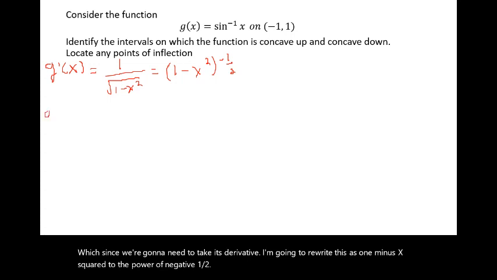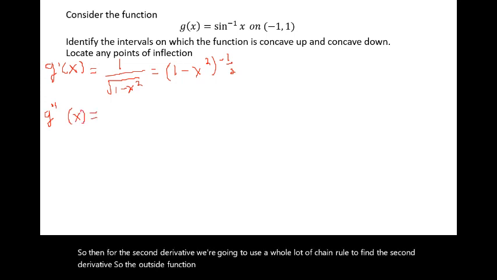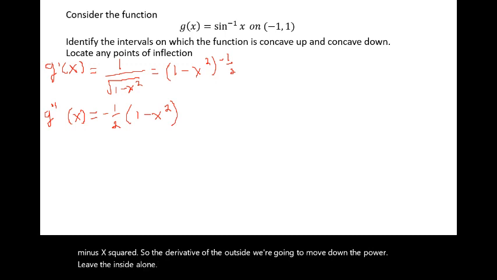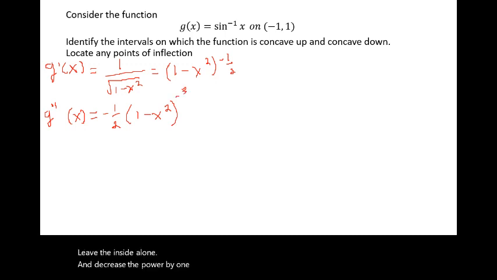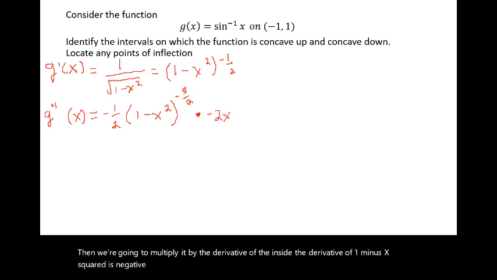So then for the second derivative, we're going to use a whole lot of chain rule. The outside function is the power of -1/2. The inside function is 1 minus x squared. So the derivative of the outside, we're going to move down the power, leave the inside alone, and decrease the power by 1. -1/2 minus 1 is -3/2. Then we're going to multiply it by the derivative of the inside. The derivative of 1 minus x squared is -2x.